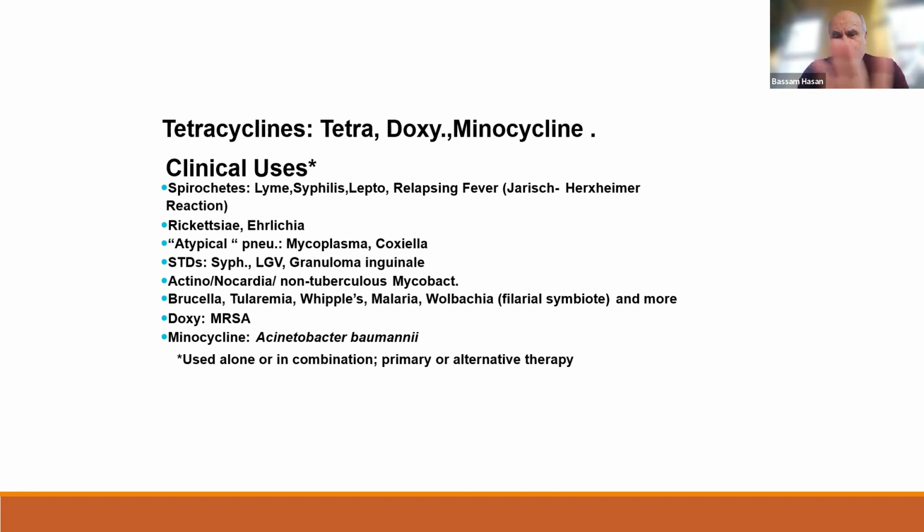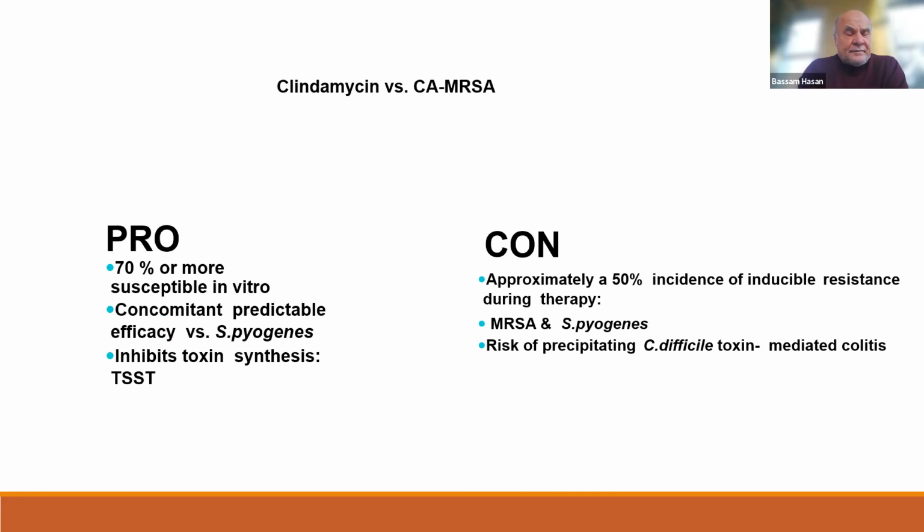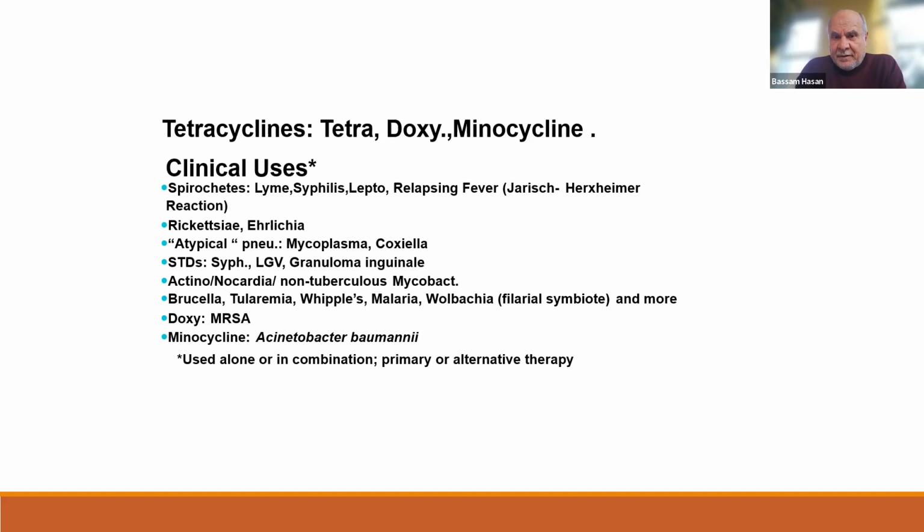Wolbachia. What is Wolbachia? It is a filarial symbiote. So if somebody has filariasis, usually they add doxycycline to kill the Wolbachia. If you kill the Wolbachia, you get rid of the filaria because the filaria depends on the Wolbachia. They live in a symbiotic relationship. Of course, MRSA: somebody has a simple skin and soft tissue infection, it comes in handy in the outpatient setting.